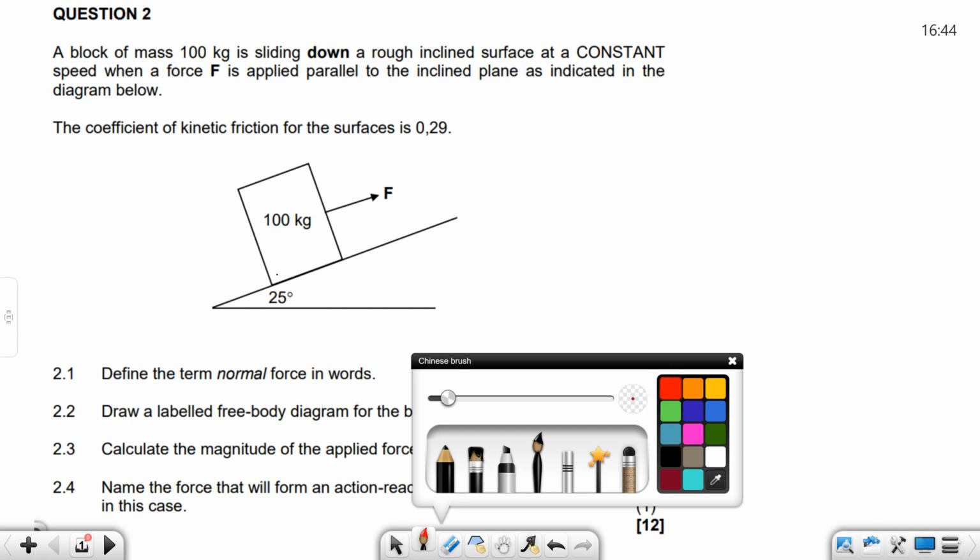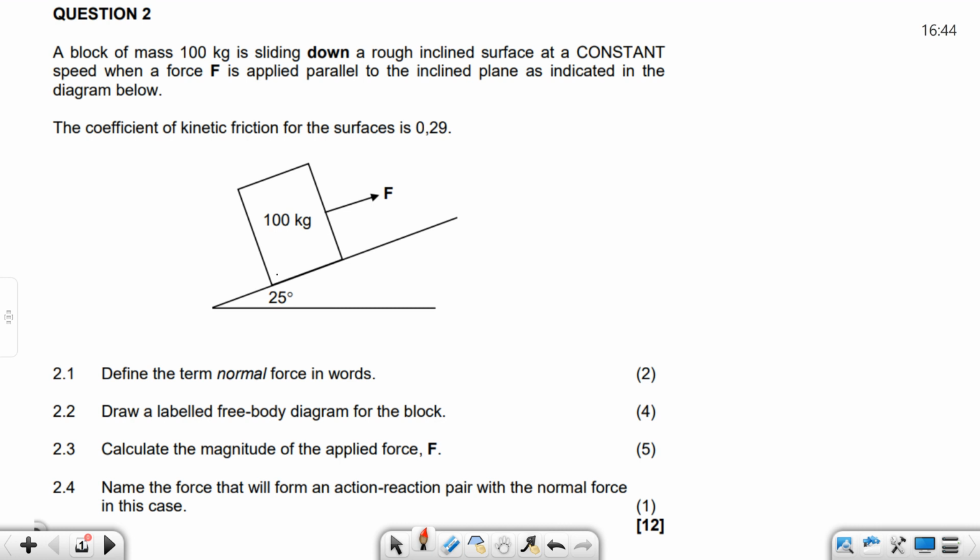12. A block of mass. Please give it time to read. A block of mass 100 kg is sliding down a rough surface. Okay, very key points, that's what I'm underlining so far. It has a mass, it's sliding down, and it is rough. When we mention rough, we talk about what? Friction.